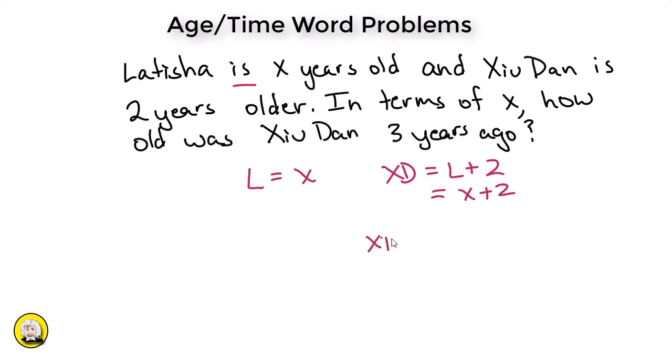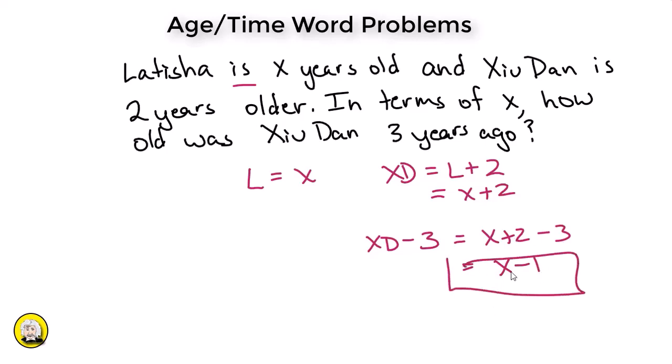In terms of X, how old was Judan 3 years ago? Well, 3 years ago, Judan was 3 years younger than she is today, or minus 3. So in terms of X, that would be X plus 2 minus 3, and that turns out to be X minus 1. Minus 3 plus 2 is minus 1. And that's how old Judan was 3 years ago.